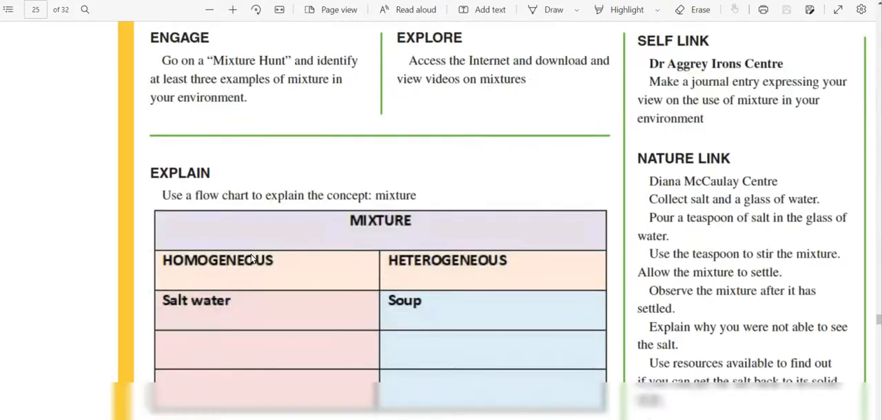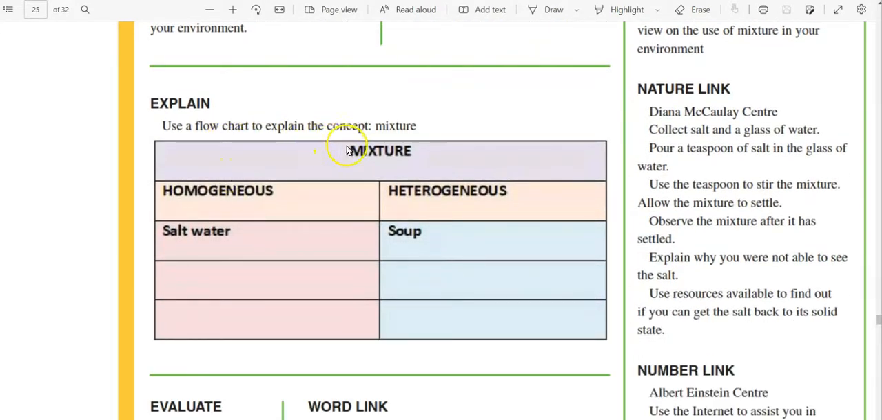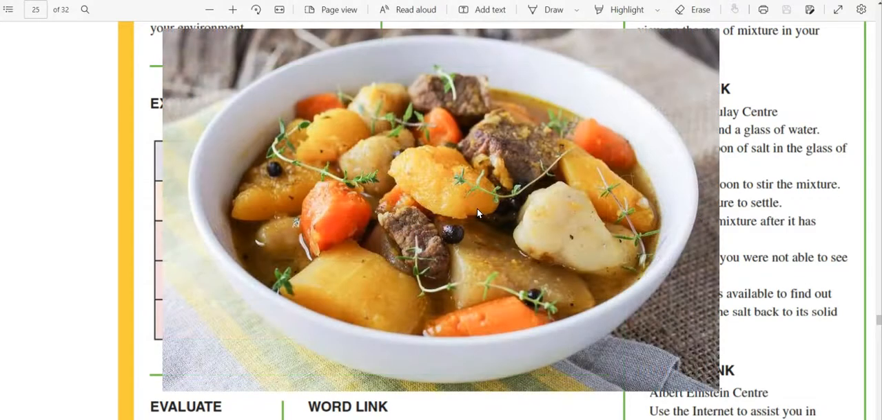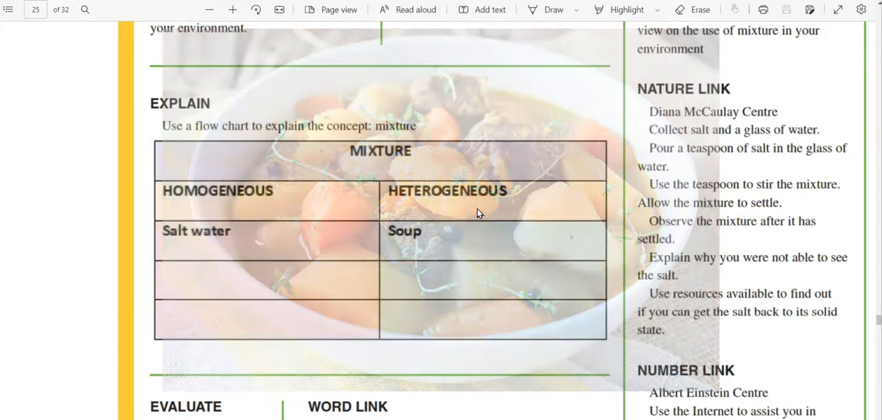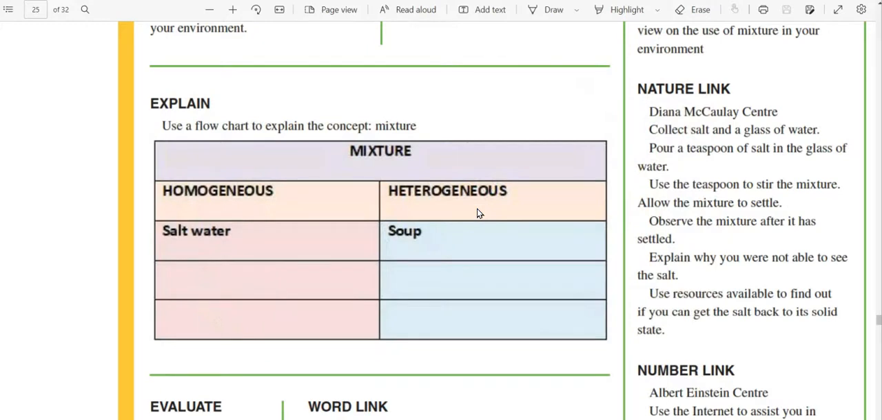Explain. Use a flowchart to explain the concept mixture. Mixture, here we have homogeneous, that means all the particles are the same, and heterogeneous, where we have things coming together but we can easily separate them. All right, so salt and water, everything looks the same, but in soup, we can see the big dumpling over here, we can see the piece of yam, we can see the piece of pumpkin sometimes. So look for those around the house.